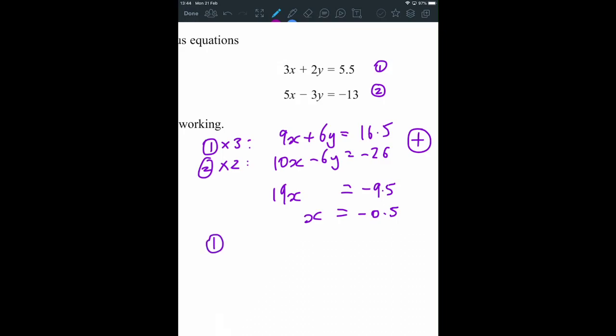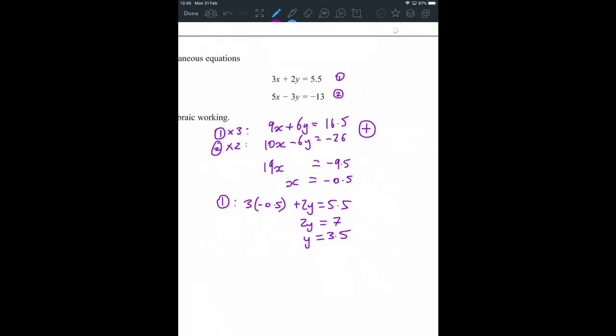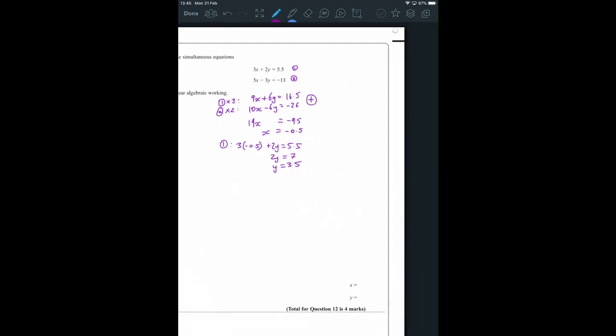I'm going to sub it back into the first equation. 3 lots of negative a half now, plus 2y is 5.5, so 2y, that's negative 1.5, so I'm adding on 1.5 to eliminate it, equals 7, so y is 3.5. I have my two values.